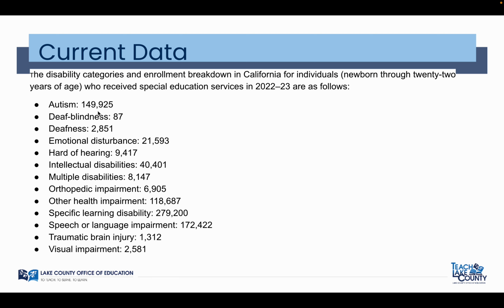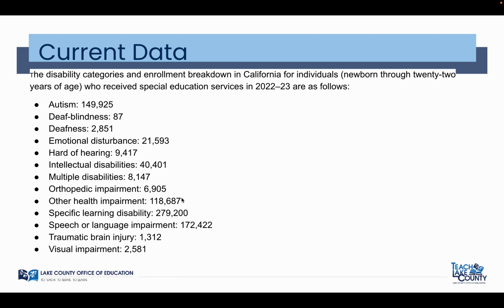So autism, right off the bat, almost 150,000 students in the state of California were receiving special education services for autism. Deaf blindness, 87. So that's probably going to be the smallest number we see there. Yeah, it is. Deafness, 2,851. 21,600 for emotional disturbance. Hard of hearing, almost 9,500. Intellectual disabilities, 40,500. Multiple disabilities, a little over 8,000. Orthopedic impairment, a shade over 7,000.